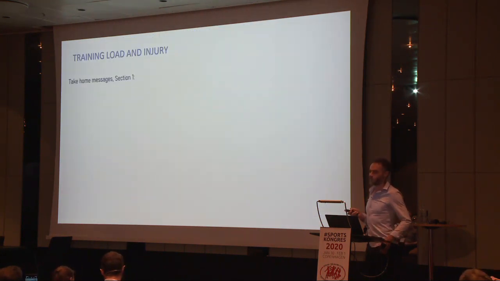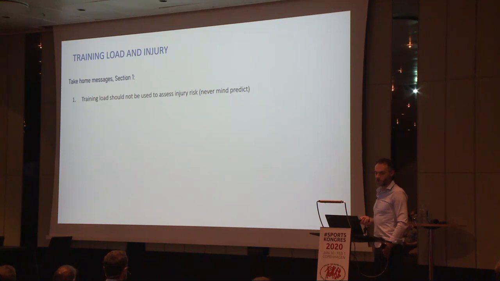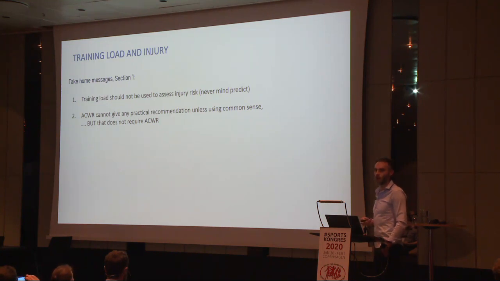So take home messages from section 1, and then I've just got a short bit of section 2, because I don't want you to go away and think, oh, it's all doom and gloom, can't do anything. So training load shouldn't be used to assess injury risk, never mind predict injury. The acute chronic ratio cannot give any practical recommendations over that of common sense, but you don't need an acute chronic ratio to make a common sense judgment.